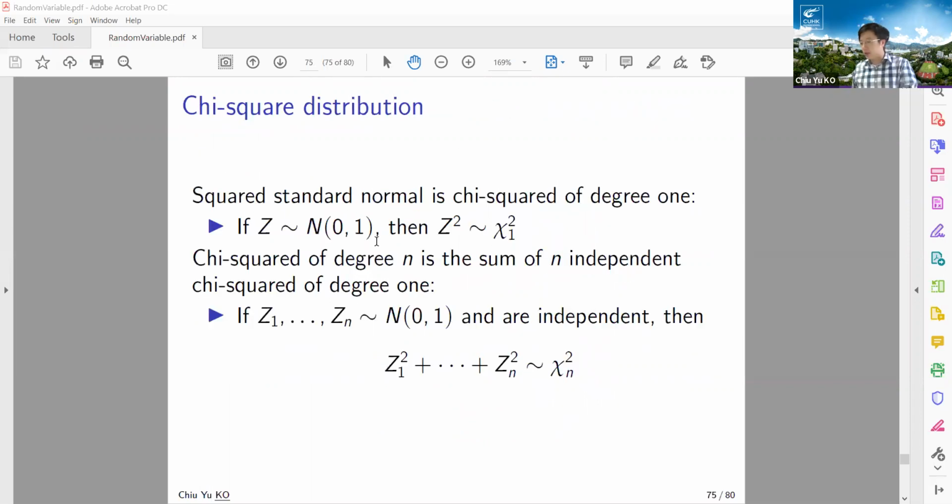The rest of the slides are not particularly important, but just give you some idea of what we'll be using for the rest of the course. There will be some other distributions that we'll be using in class. So the first one is called the chi-square.